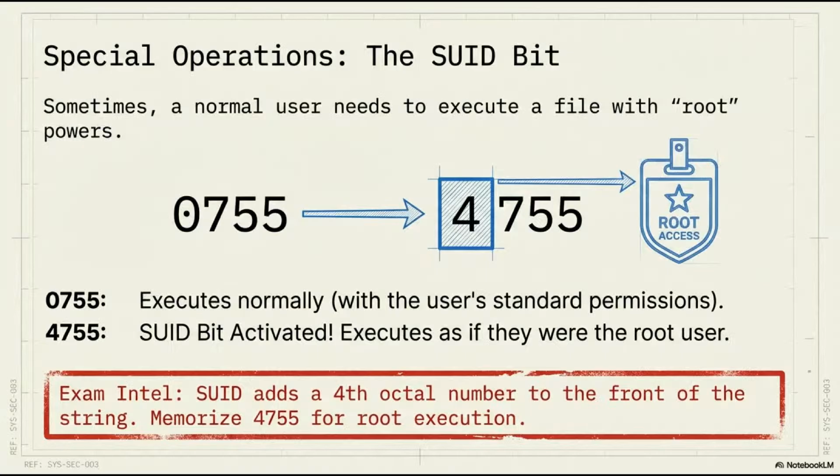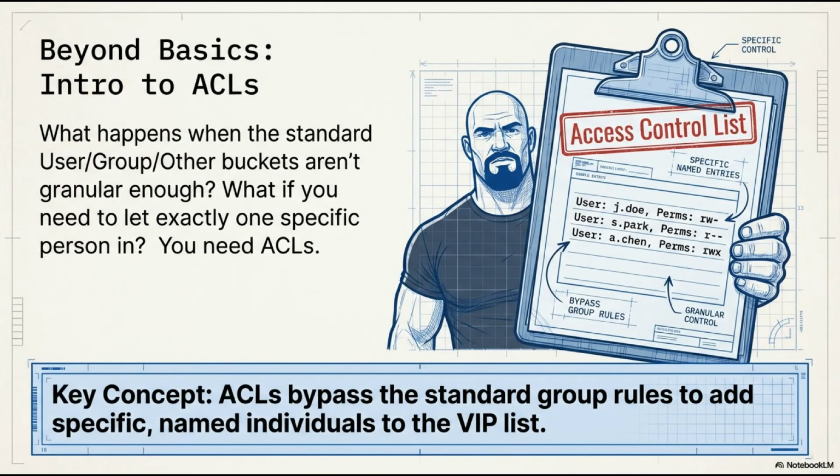But what happens when the standard user, group, other buckets just aren't granular enough? We are advancing to slide 10, beyond basics, intro to ACLs. Right. What if you want to invite exactly one specific person into the VIP club without letting their whole entourage in? You can't just change the group permission. No, that exposes everything. You need access control lists, or ACLs. They bypass the broad group rules for specific named entries.